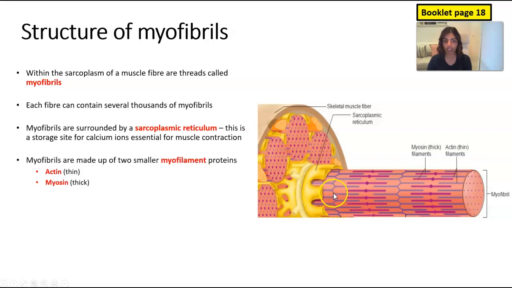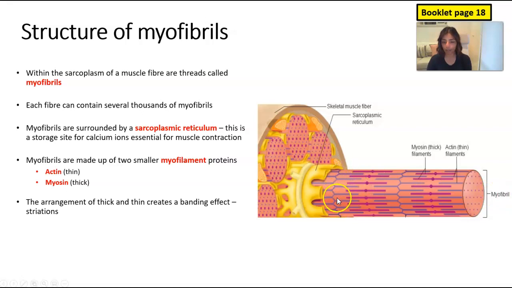Now, if we focus in on the myofibril, so this is one myofibril, we know that it's made up of these light purple and dark purple bands. These are strands of protein called actin. That's the thin bluey purple one here. You can see that here and here. And then we have myosin, which is the thicker purple band that seems to be in the middle. Okay, so the myofilaments are called actin and myosin, and the myofilaments are what make one myofibril.